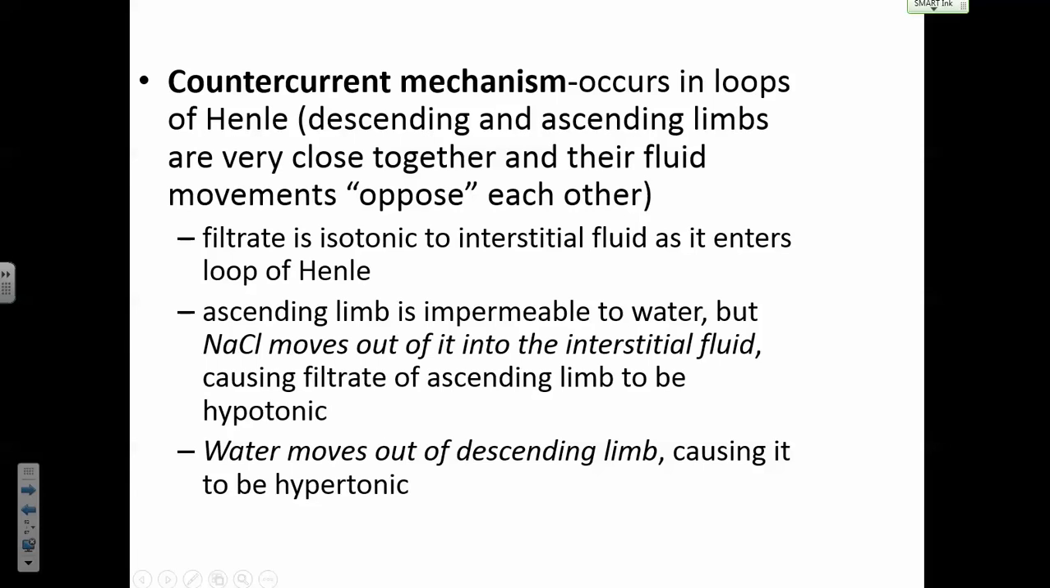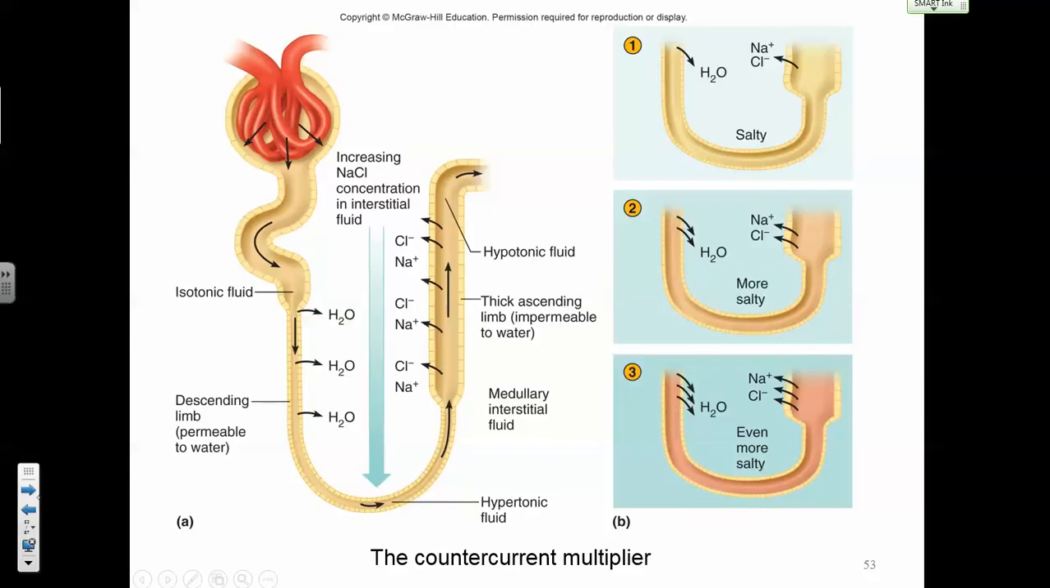You stay on this page. Let's look at this picture. Have y'all noticed when you look at the various images of the loop of Henle that a lot of times the drawings show that the ascending limb is thicker than the descending? Okay. That's a way to let you realize that the ascending limb is impermeable to water. Always.